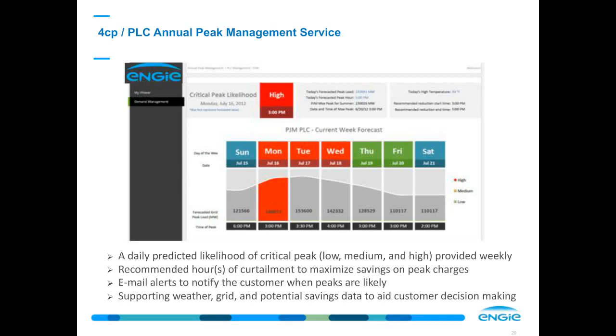But more importantly, it gives you a website where you can actively log in and see 1 week forward what each of the days look like, what the forecasted peak demand on the system load is going to be, and whether or not there's a high potential PLC day.